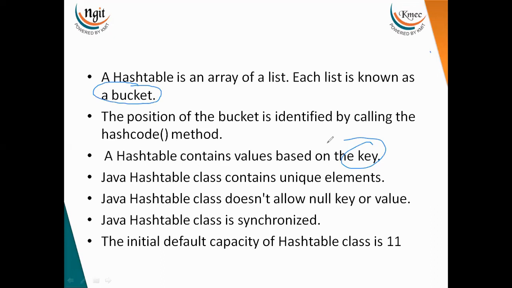This Hashtable class does not allow a null key or null value, right? And this Hashtable class is synchronized. The initial capacity of the Hashtable class is 11, right? If you are creating it with more size, that also can be done. Sir, I want to create the Hashtable with 15, 20. That also you can do, right?